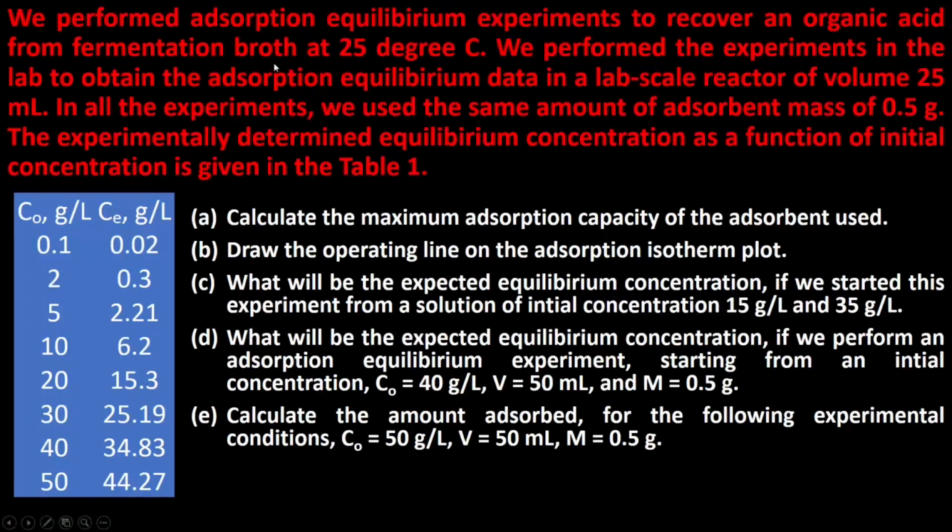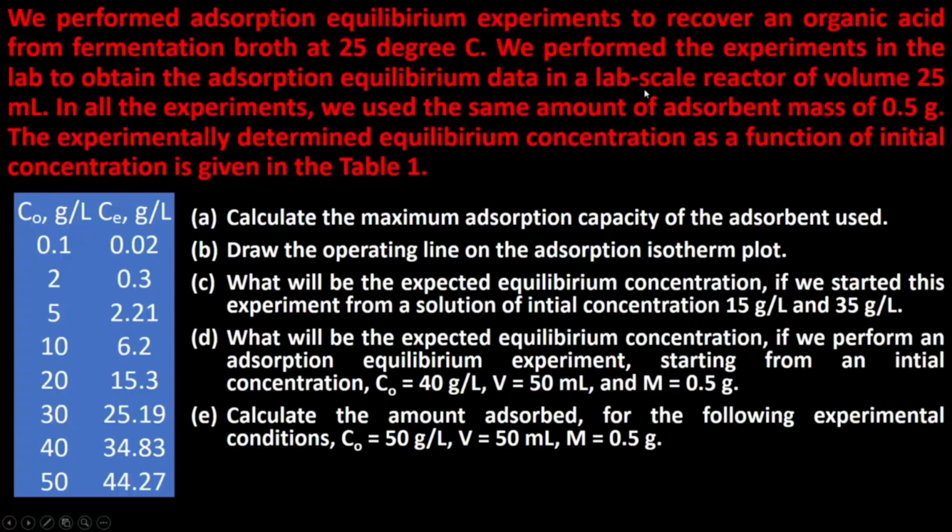We are going to perform these experiments at 25 degrees centigrade, which means we maintain that temperature, and we use some adsorbent to selectively remove this organic acid from the fermentation broth. Assume we already performed the experiments in the lab to obtain the adsorption equilibrium data. You already know how to get this data from the lectures.